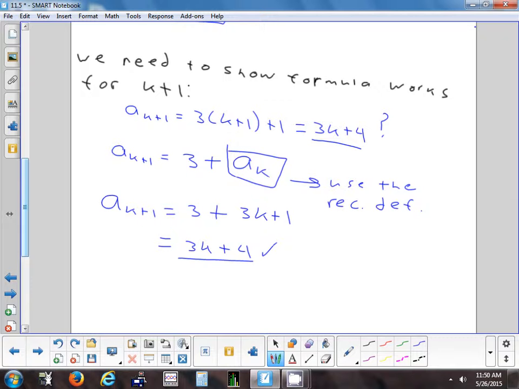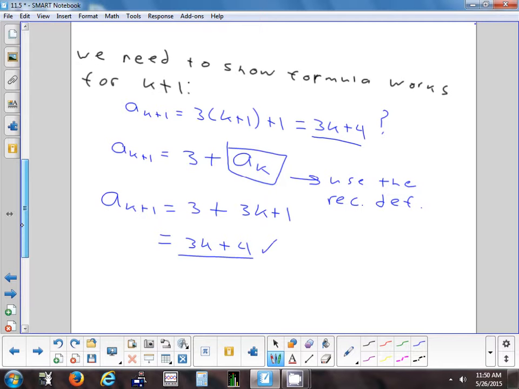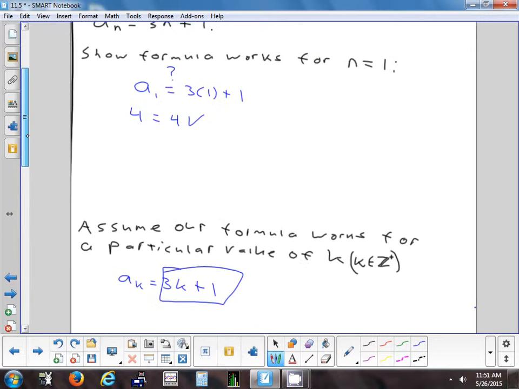So this kind of problem feels a little bit different than the series problem, but it's the same idea. And that's it. Now just write down what you've shown. We have shown that that's how you generate the nth term in the sequence. Any question on that one? All right, let's see.